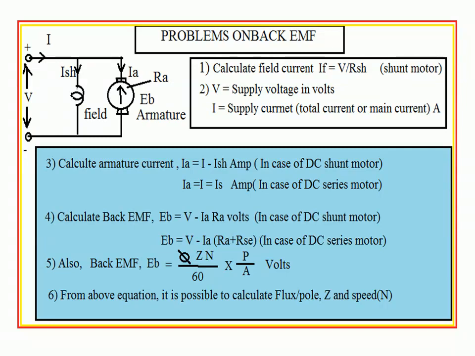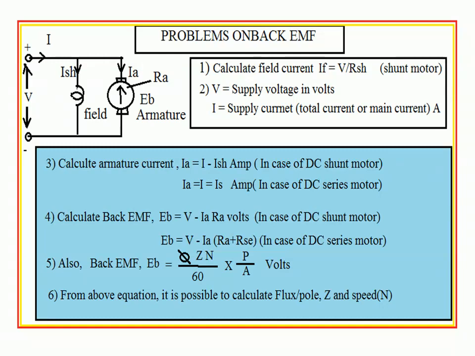Some steps we have to see there. If a problem is given, either it may be a series motor or a shunt motor. First step, we have to calculate the field current. If the given motor is series, it is not necessary. If the given motor is a shunt motor, then field current IF equals V by RSH. RSH is the shunt field resistance.